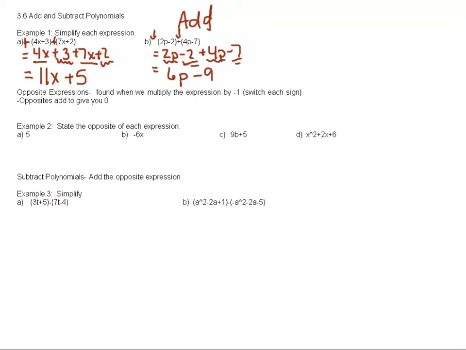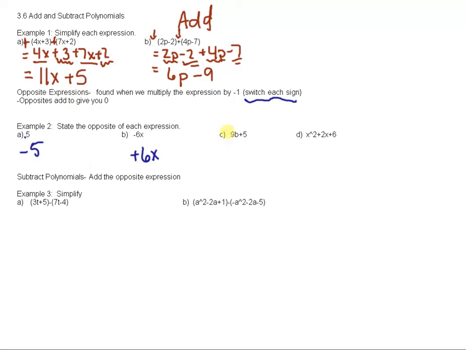Okay, now let's talk about opposite expressions. Basically, what an opposite expression is, we switch the sign. So we just multiply the expression by negative 1. If we have 5, the opposite expression would be negative 5. If we have negative 6x, it'd be positive 6x.